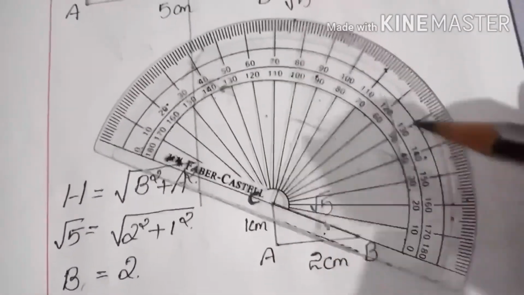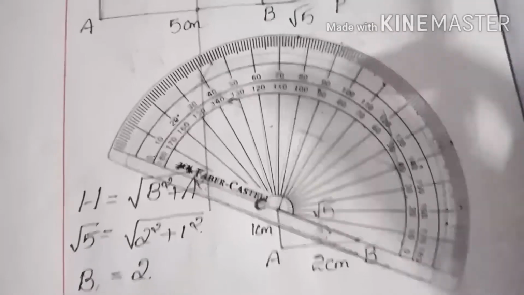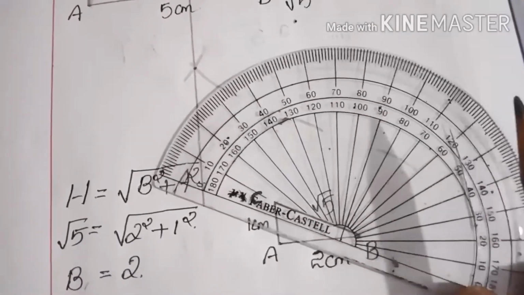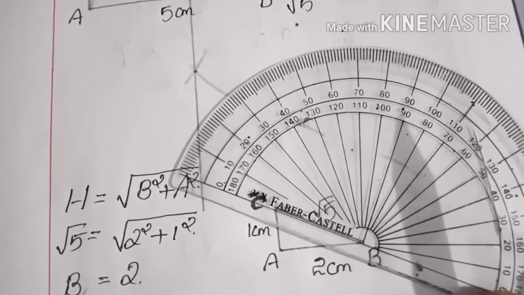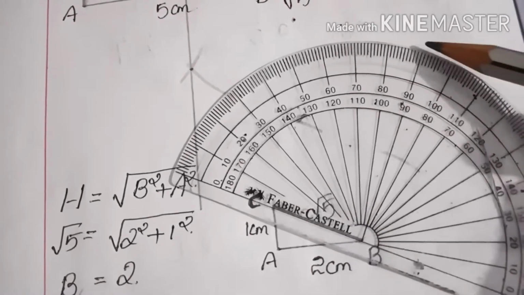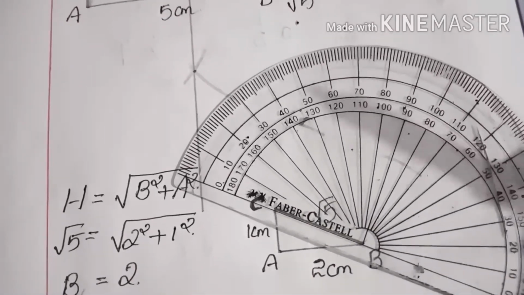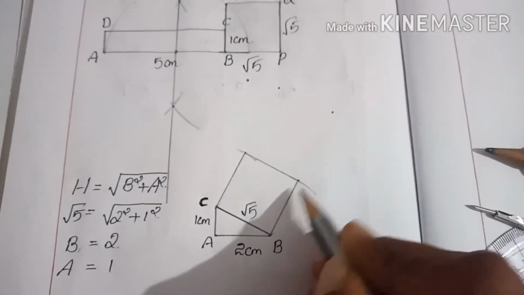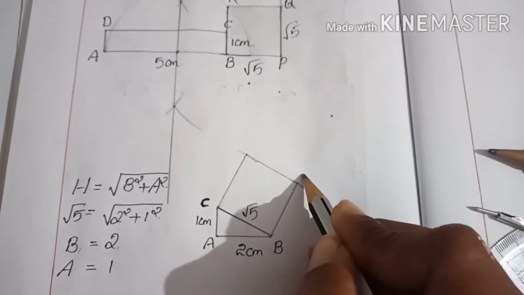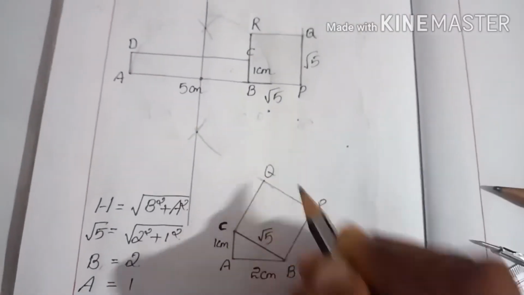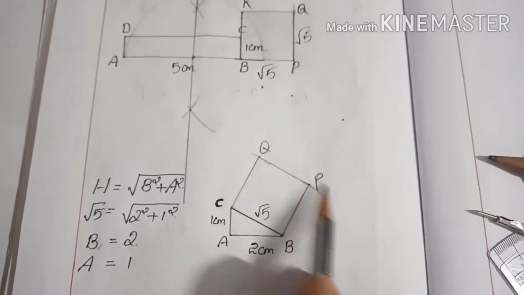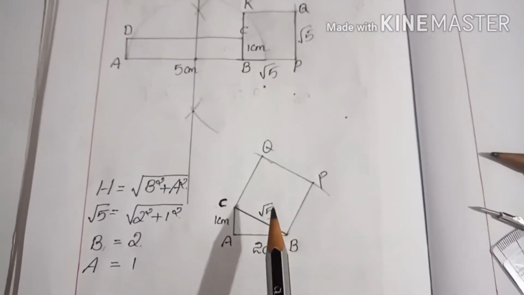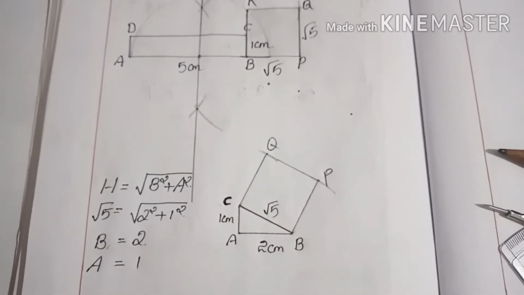Like this you need to keep. So 90 degree here, then by keeping at the B point, you will get another 90 degree here. Mark that too. So this is a square. We can mark these points as P, Q. B, C, Q, P. This is a square with all sides as root 5.